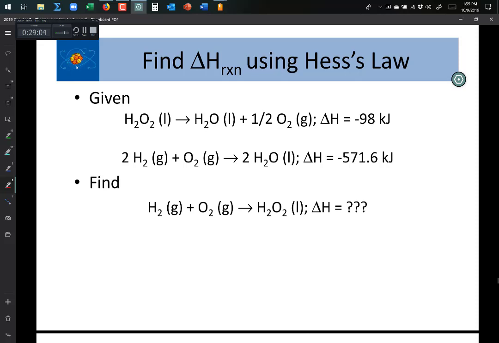The picture is the equation that you're looking for. It's this one down here. And you know that H2O2 has to be on the right side of the picture, and H2 and O2 have to end up on the left side of the picture. And you'll be given a series of reactions to put that picture together.